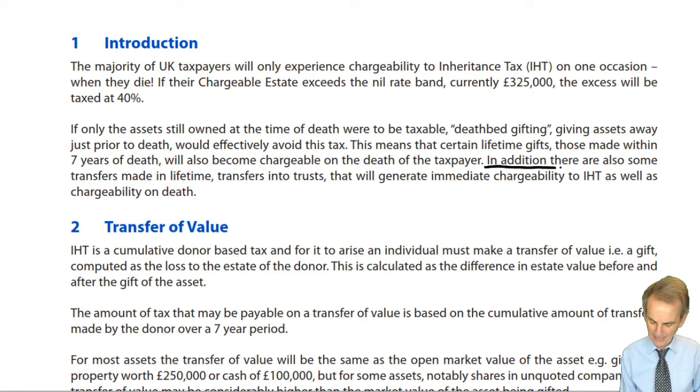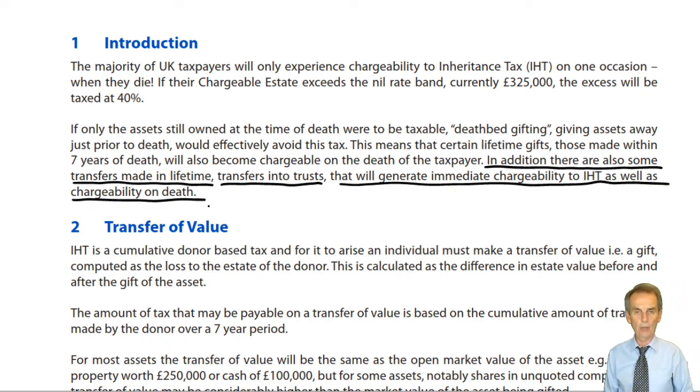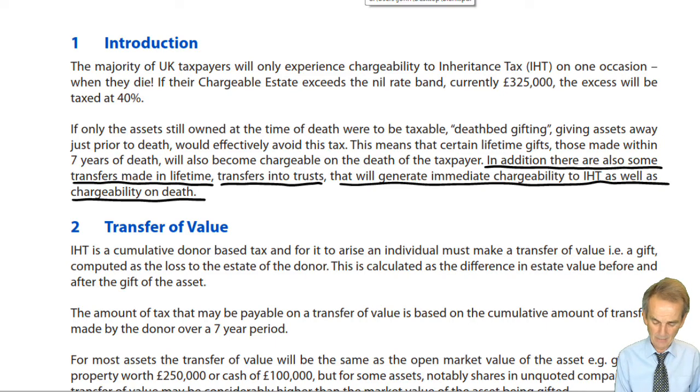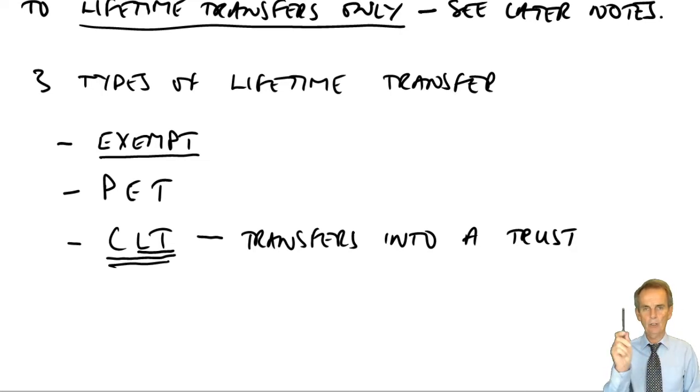But it says that in addition, there are also some transfers made in lifetime, transfers into trust, that will generate immediate chargeability to IHT, as well as chargeability on death. So this is the first time we've discussed it in the lecture, but you will have read that, I hope, since last time. So going back now to our notes here, all I am saying at this point is in a list of transfers, transfer to spouse or civil partner, exempt. No chargeability to IHT, that amount will be ignored, whether in lifetime or on death.